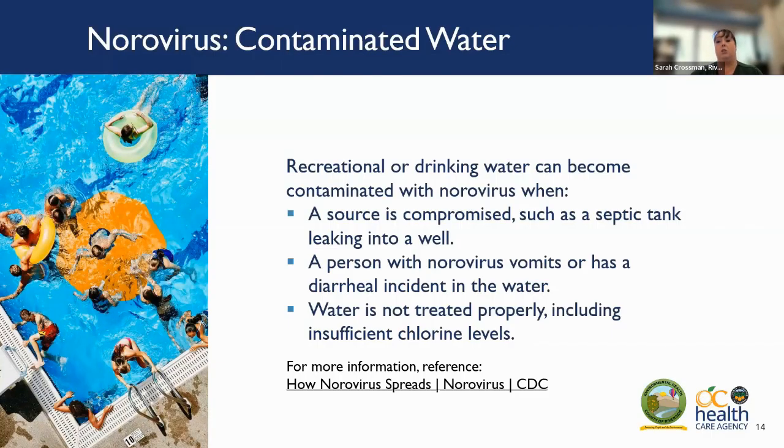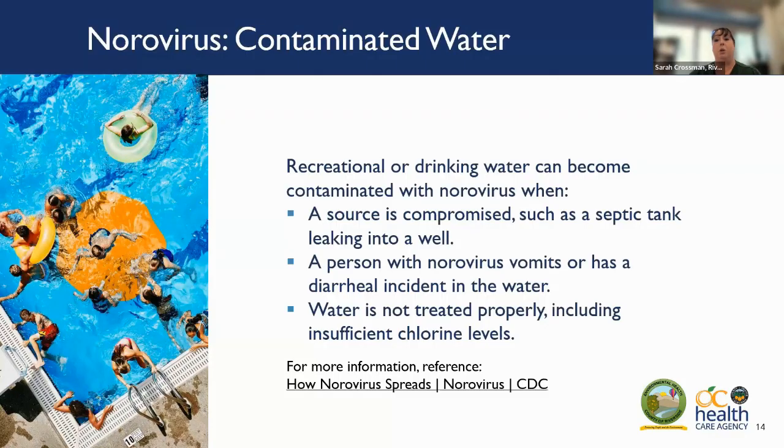First, norovirus can enter drinking water at the source. For example, a leaking or malfunctioning septic system can contaminate a nearby well or flow into rivers, lakes, or streams that people use for recreation. Recreational water can also be contaminated when a person who has norovirus vomits or has a diarrheal incident in the water. Even a very small amount can introduce millions of viral particles, and as we discussed earlier, it doesn't take much for it to spread.